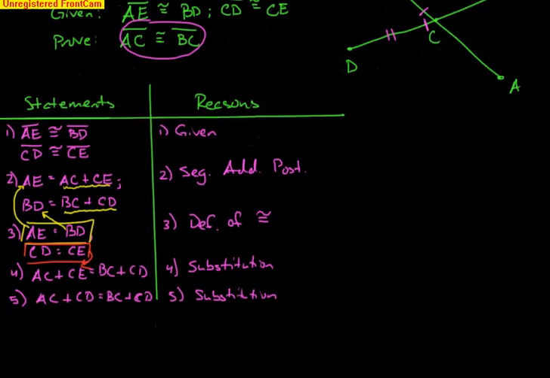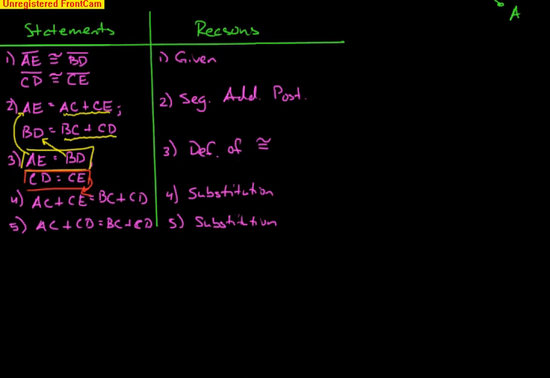I need to scroll down here a little bit. Okay. So let me extend the line. Okay. So now, look what we have on both sides. We have AC plus CD equals BC plus CD.